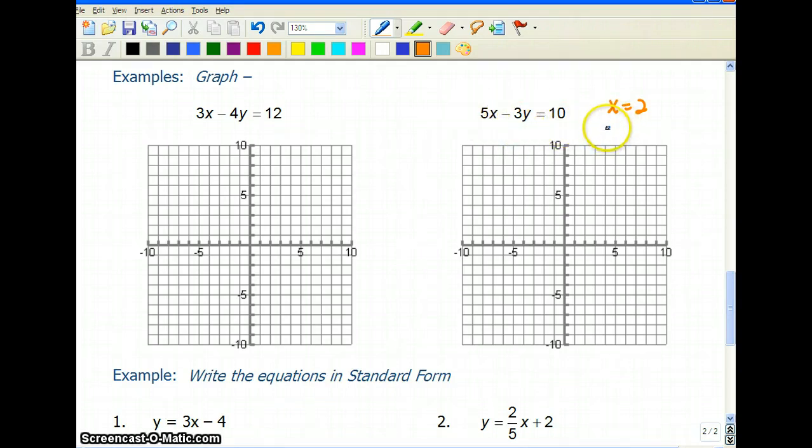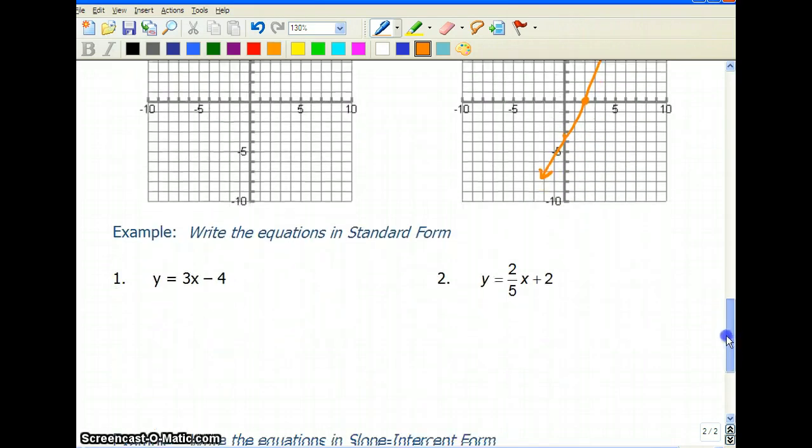Well, that one doesn't come out so nice, but it's okay. It's negative 10 thirds, negative 3 1/3. They don't have to be perfect, so it's 2 on the x and negative 3 1/3. So they're right about there. And then we can just draw the line, because we really only need 2 points. So all the rest of the points on that line would be answers for that problem as well.